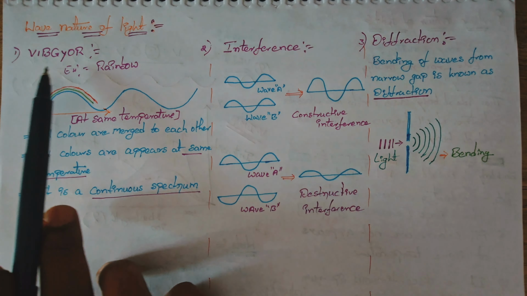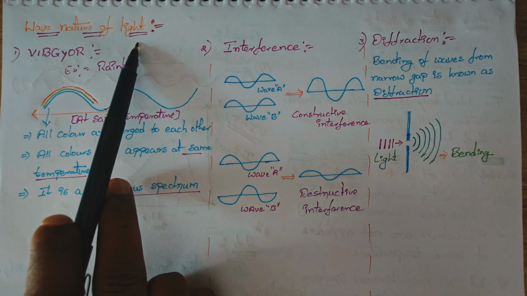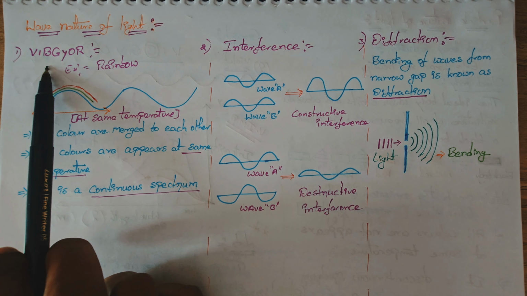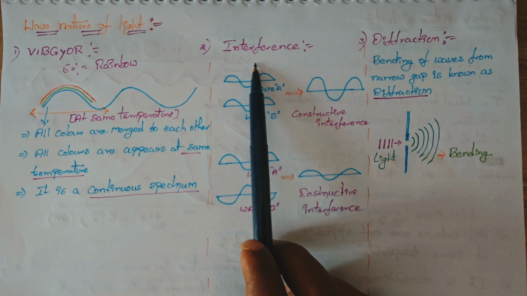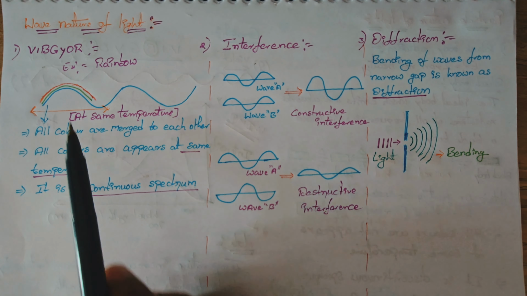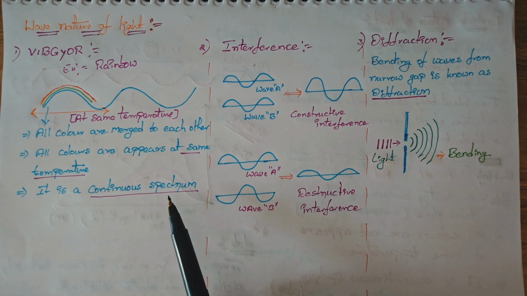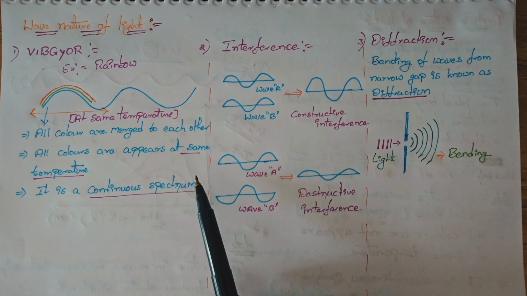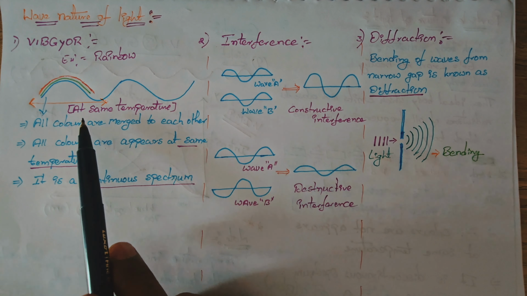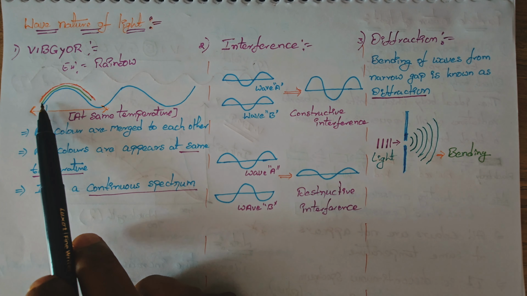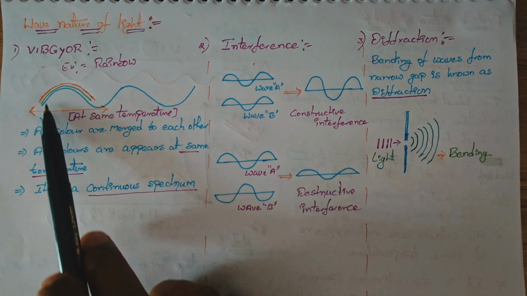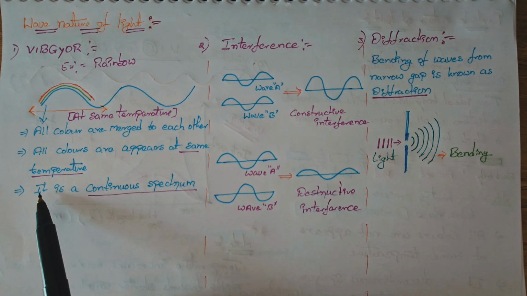Now look at students, wave nature of light. How many types? Three types are there: Vibgyor concept, interference and diffraction. The best example of Vibgyor is the rainbow, which we observe at rainy time. You know that already. This point is very important, listen carefully. In the rainbow, we are observing this part in the sky. We are noticing this part.